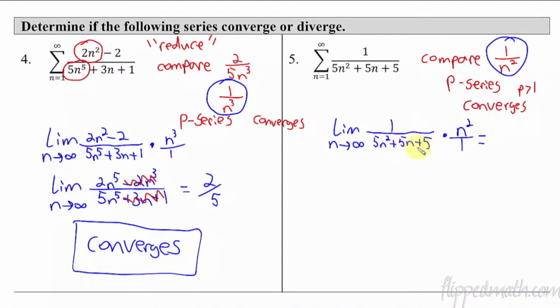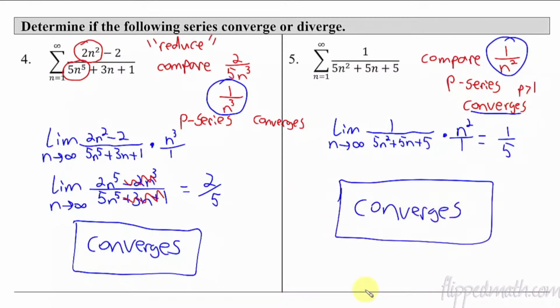None of this stuff matters because we're going to infinity, so it's just 1/5. So 1/5 is positive. The limit exists. So therefore, they both do the same thing, which was converges. So the answer is that this series converges, because L has to be positive. That's the limit comparison test.